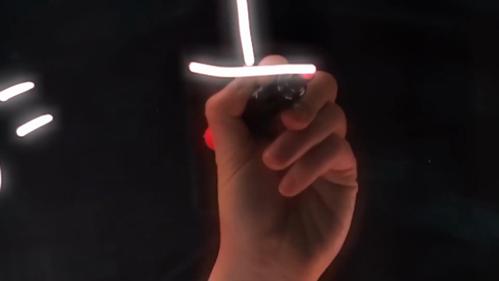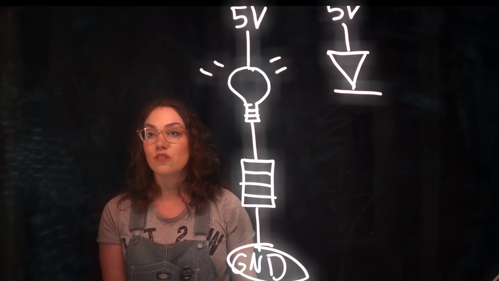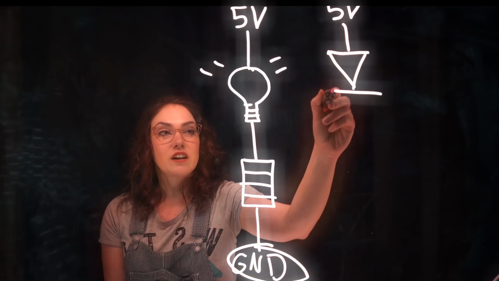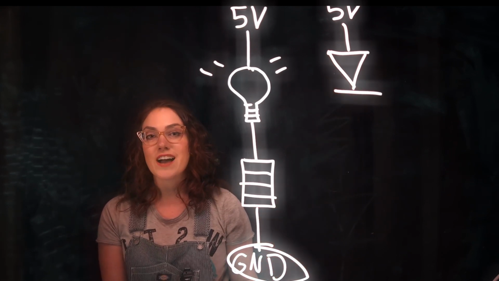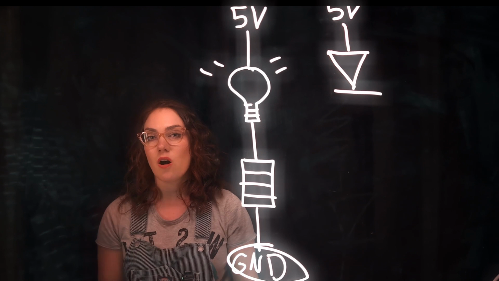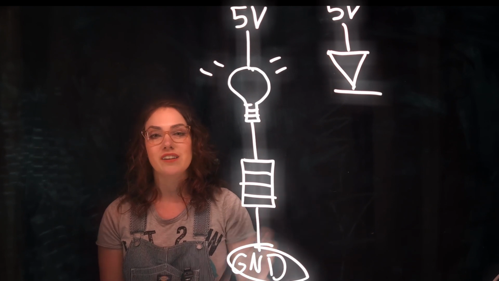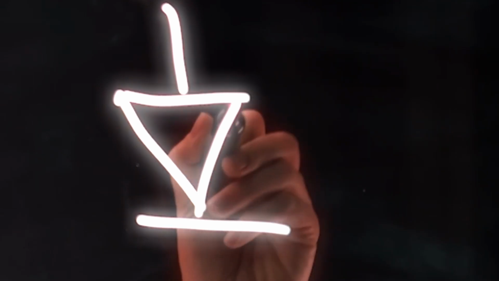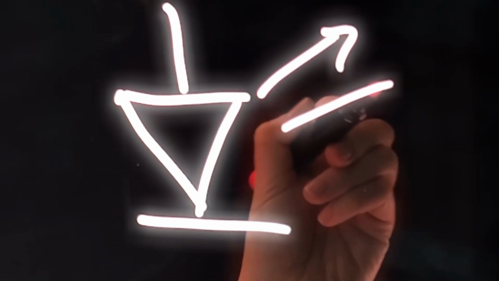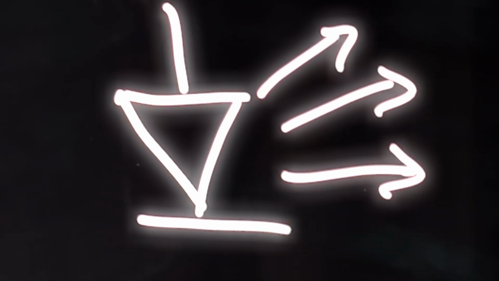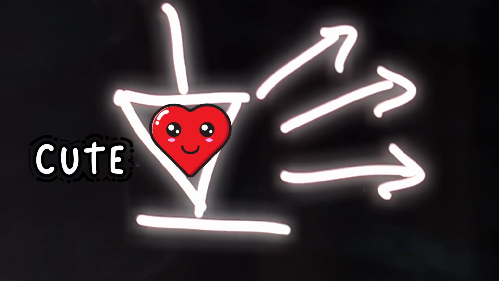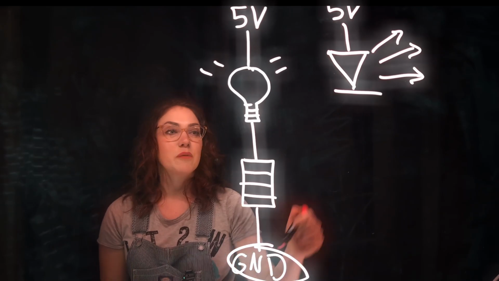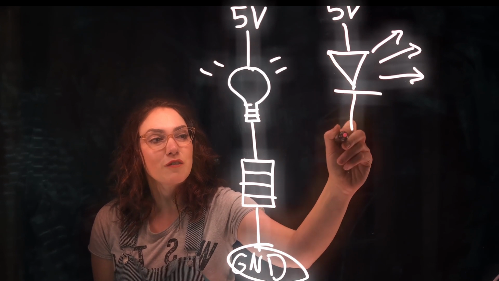Anyway, here's how we draw LEDs. So it's really an upside down triangle and then a line like this. Fun fact, this is actually the symbol for all types of diodes. What we're drawing here is a light emitting diode. And in order to symbolize that that's what that is, all we have to do is draw these arrows coming off of it to show the light that it is emitting. Cute. And then we draw the resistor, my favorite part.